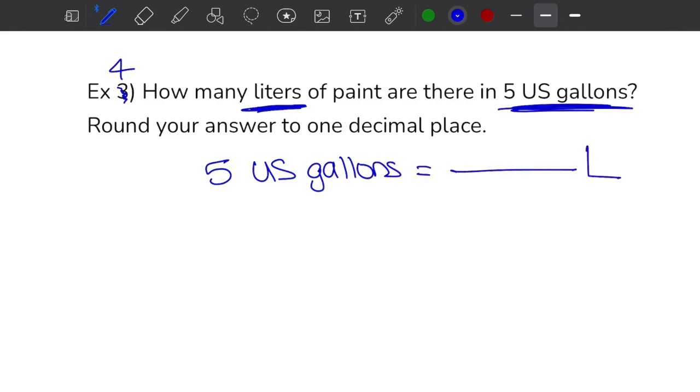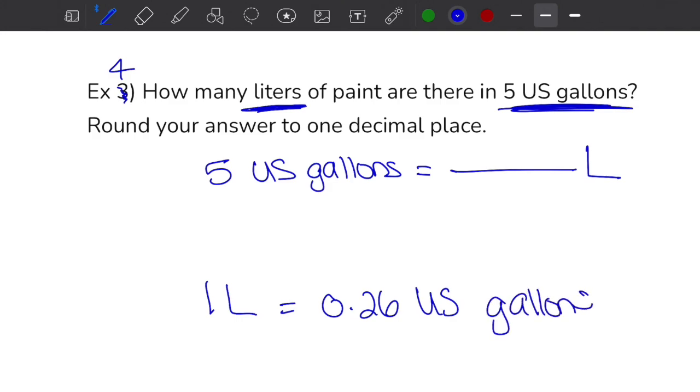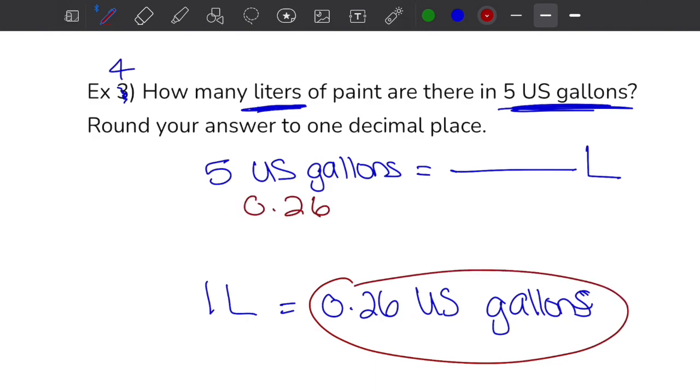equals blank liters. So you're not going to find the conversion for that in the top table because those conversions are all for length. So you're going to look at the third table on that page, and we're going to look for something that relates US gallons to liters. And that's on the column on the left. So the conversion is 1 liter is equal to 0.26 US gallons. Okay. So I'm going to line this up. I'm going to write this first. So 0.26 US gallons is equal to 1 liter.